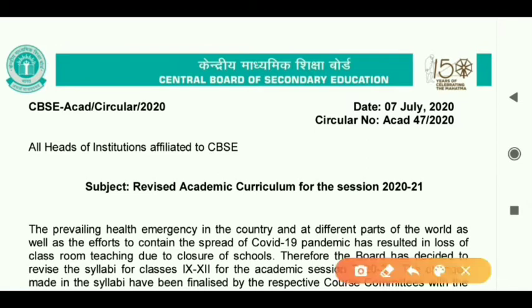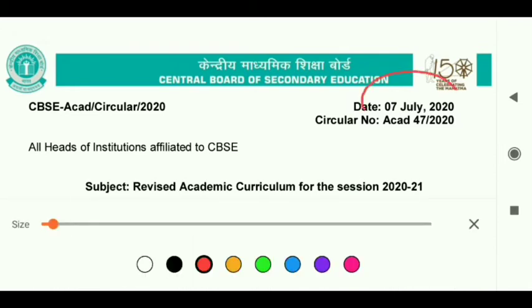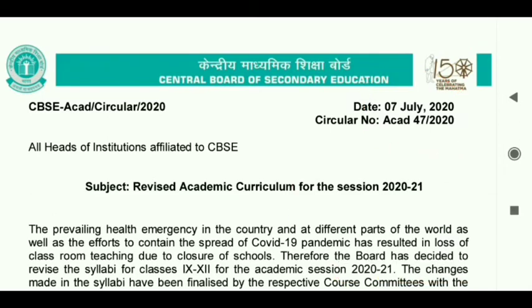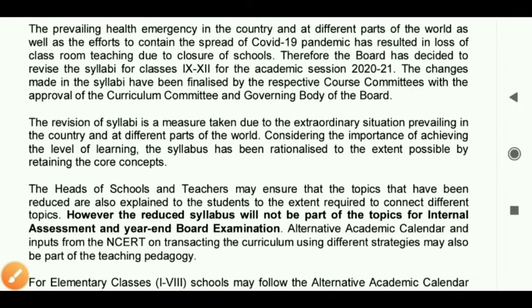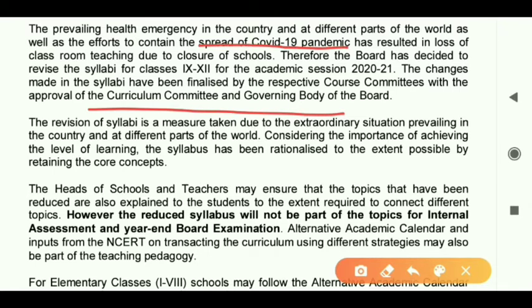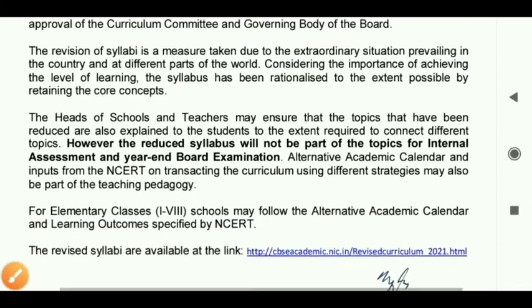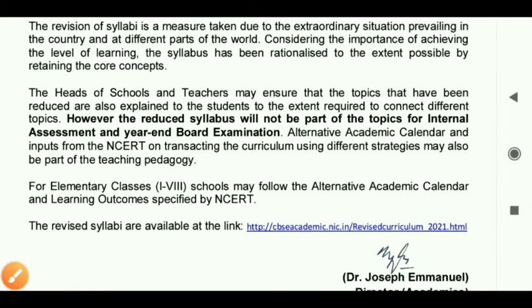So let's come down and have a look. You can see over here it has a date, 7th July. That means it was released on 7th July 2020. After that, if we come down, we see the reasons why it was done. It is because of the spread of COVID-19, and so they have decided this. The syllabus has been rationalized, nothing much to understand here. What we need to take into consideration is this paragraph.